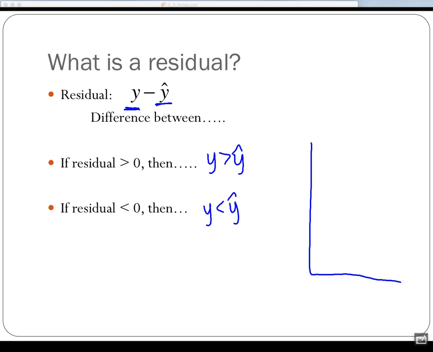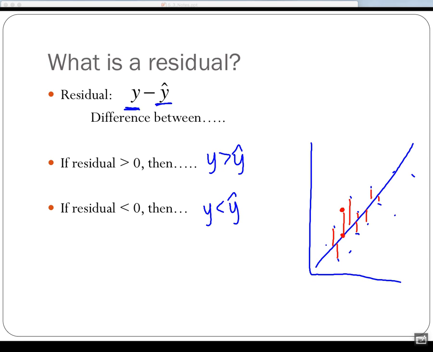Visually, what this looks like on a graph is you have all these points. You have some line of best fit. This is a residual. It's the difference between what happened and what was predicted. That's a residual. That's a residual. That's a residual. So each point has its own residual.